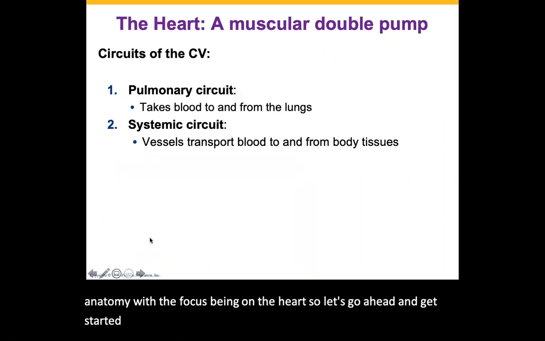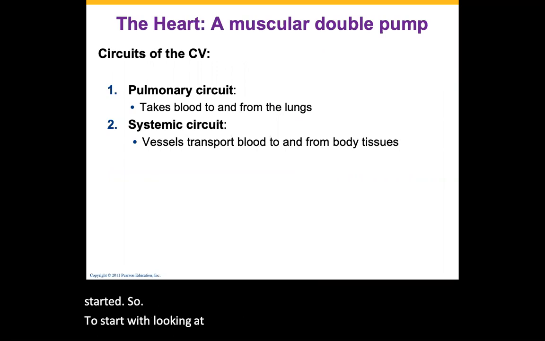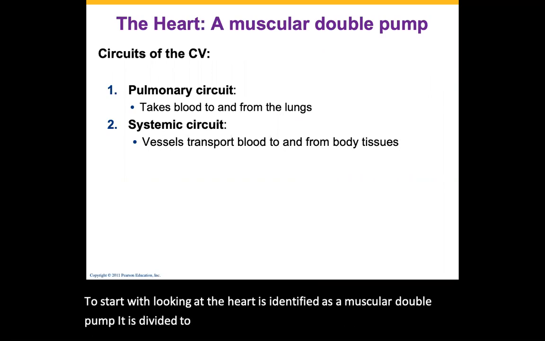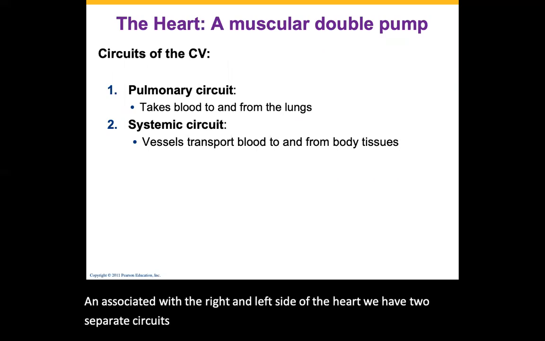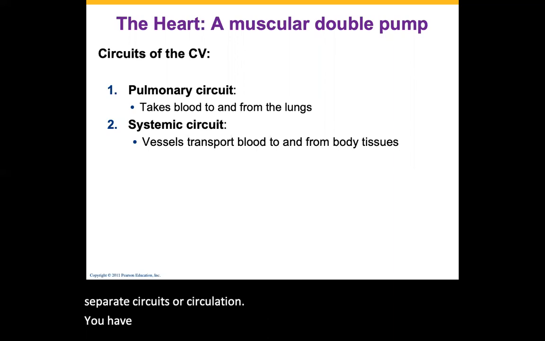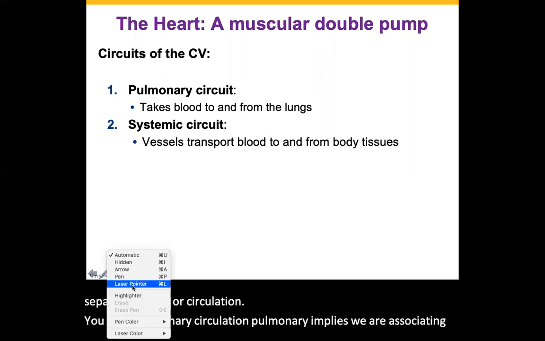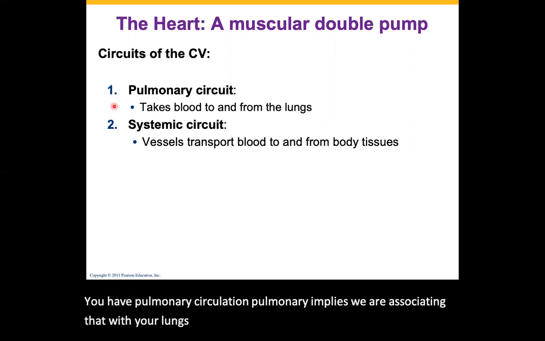To start with, the heart is identified as a muscular double pump. It is divided into the right side and the left side. Associated with the right and left sides of the heart, we have two separate circuits or circulations. We have pulmonary circulation. Pulmonary implies we are associating that with your lungs. And when we talk about systemic, that basically means we're talking about body tissues.